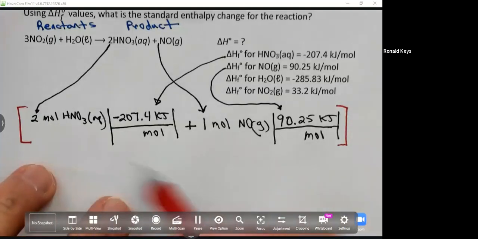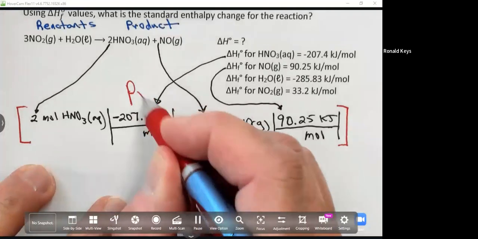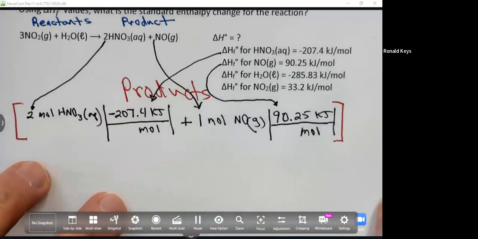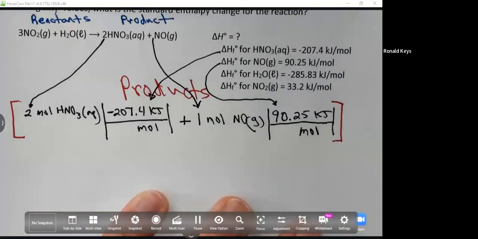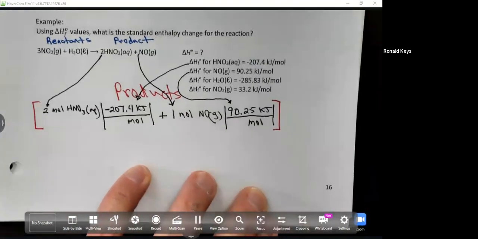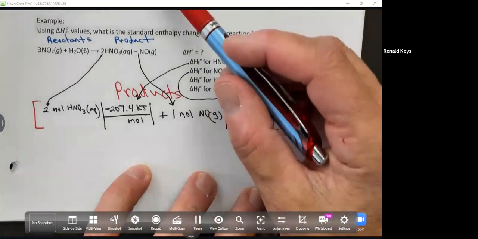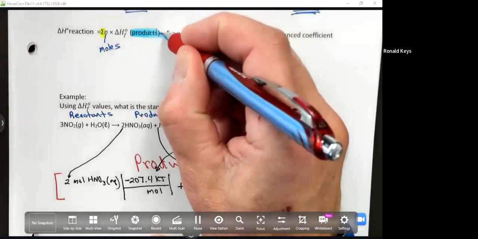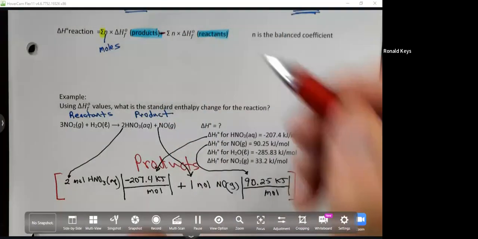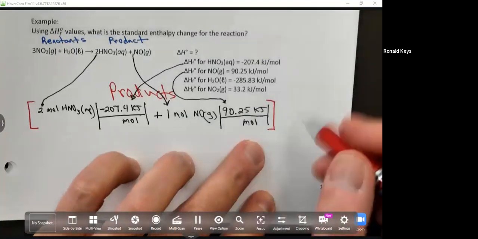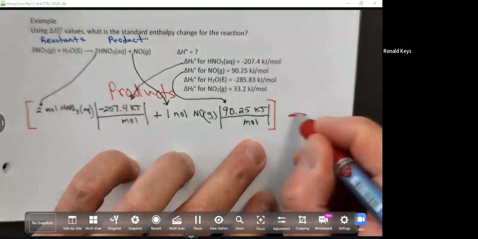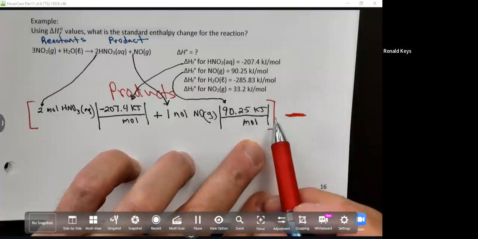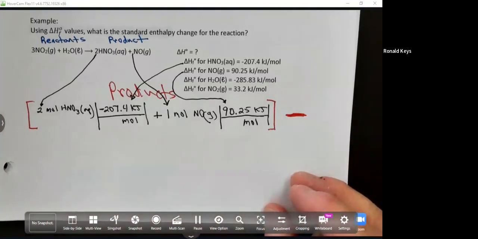So I'm going to close this up. This is my products, right? I'm going to put a big subtraction here. We just summed up our products. It's products minus reactants. We do the same thing for the reactants.